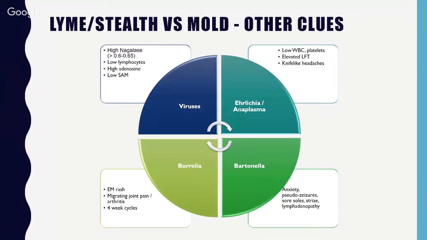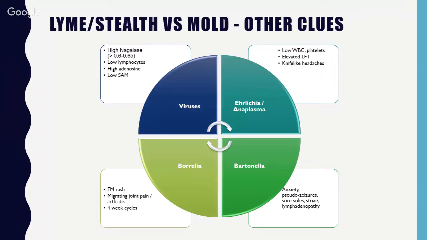So we've already talked about viruses in the top left corner. If one has a high nagalase or low lymphocytes or even high lymphocytes on their blood tests, that can be indicative of a chronic viral infection. There is a test called adenosine, which can sometimes be indicative, and one can also have markers of low methylation, which can include a low level of SAM, or SAM-E, which is S-adenosylmethionine, or one could have a high homocysteine.